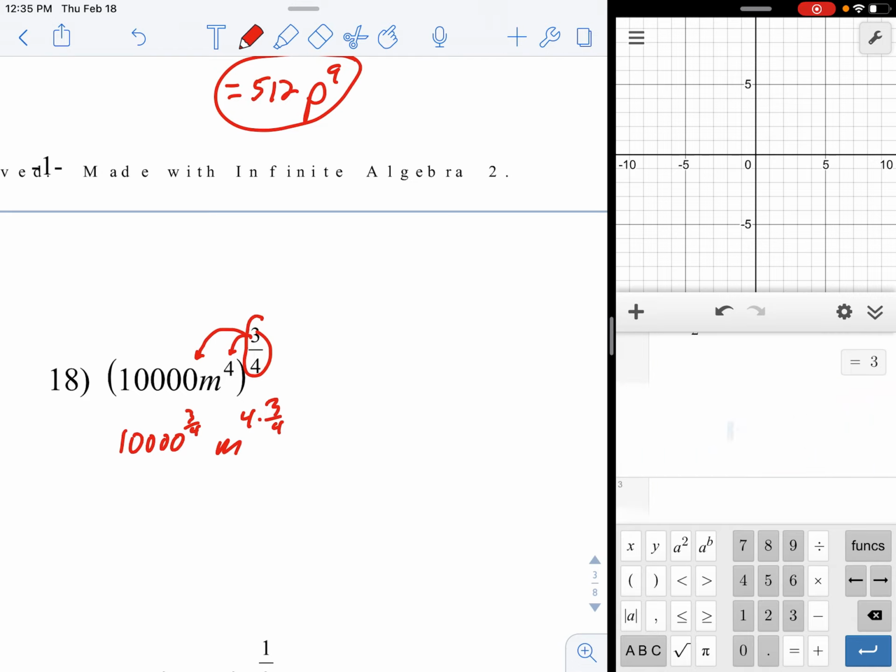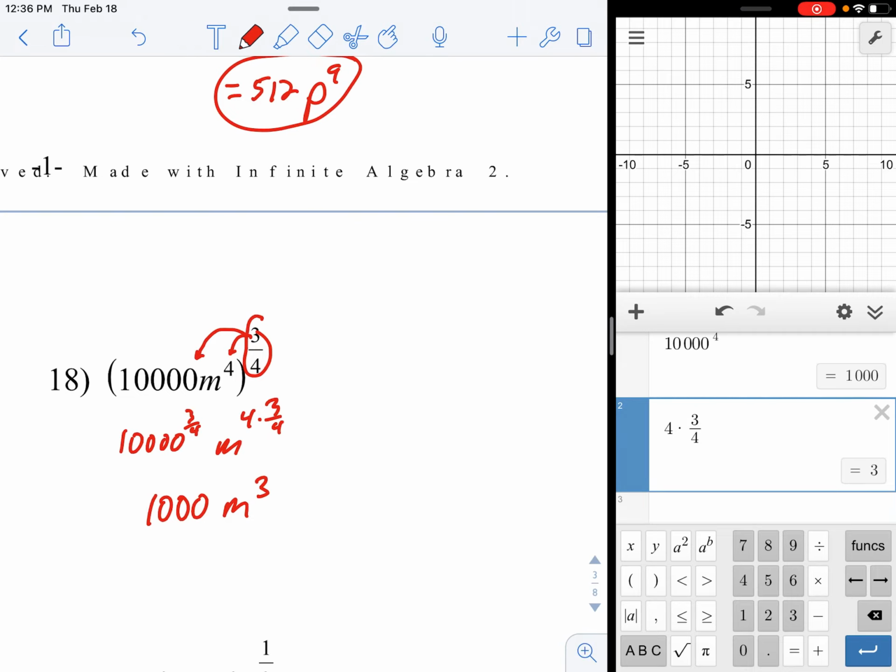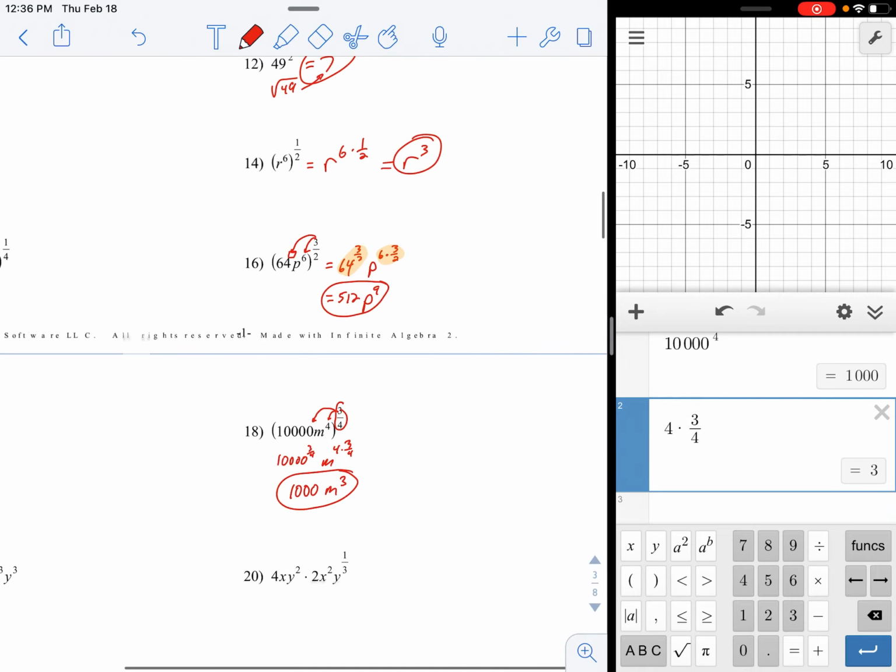So let's see. 10,000 raised to the fraction 3/4 power is 1,000. M to the 4 times 3/4, 4 times 3/4 is third power. 1,000 m to the third power.